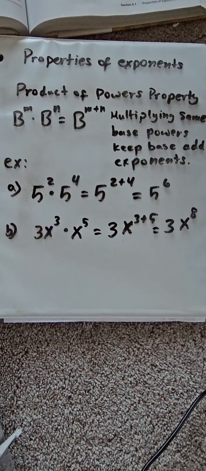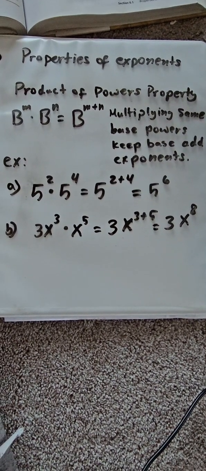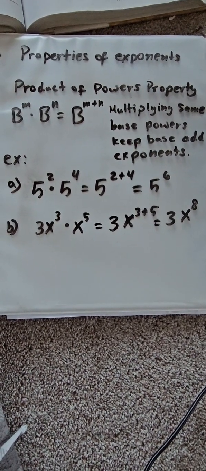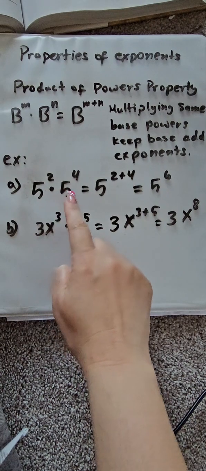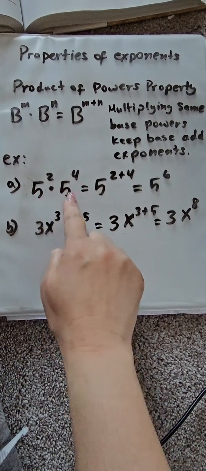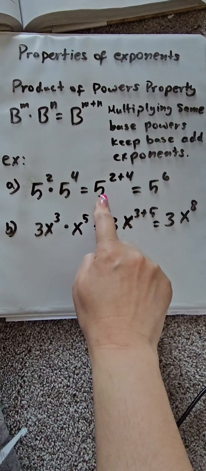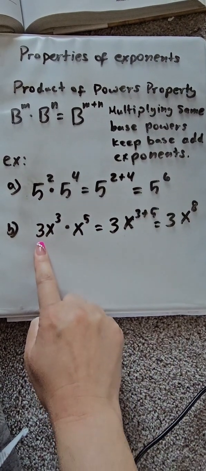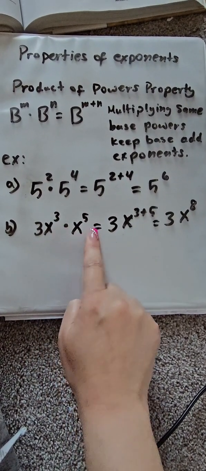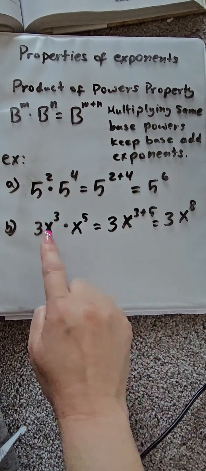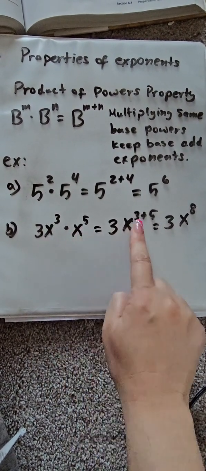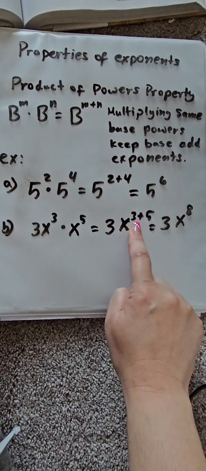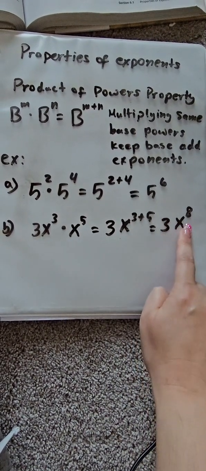Product of powers property. Where powers with the same base are being multiplied, all you have to do is keep the base and add their exponents. So in the first example, I have 5 squared times 5 to the 4th power. I'm going to keep the base because the bases are the same. So that would be 5, and then we add the exponents, 2 plus 4, so we get 5 to the 6th power. Here we have an expression, 3x to the 3rd power times x to the 5th power. We leave the 3 as it is, and then we take x to the 3rd and x to the 5th, write the base one time only because it's the same base. We add the exponents, 3 plus 5 equals 8, so we get 3x to the 8th power.